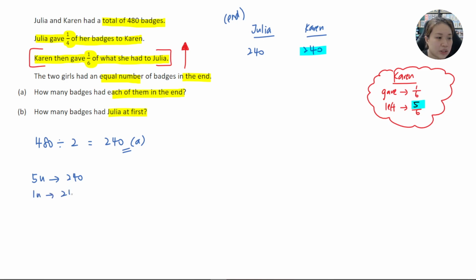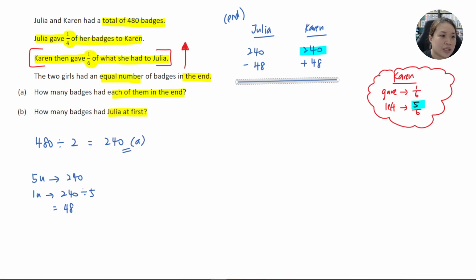So let's find 1 unit: 240 divided by 5, and we get 48. So this 1 unit is what Julia has to return to Karen. So remember, we are working backwards. We need to do the reverse, the opposite of what the question says. So Karen gave 1 unit to Julia, right? Now we work backwards. Julia has to return that 1 unit, which is 48, back to Karen.